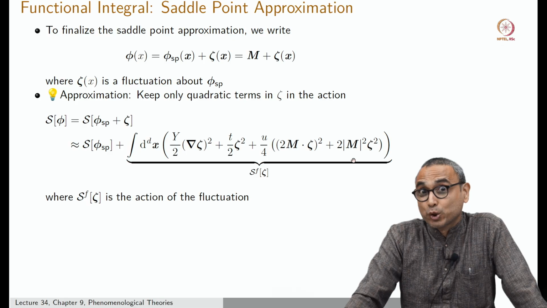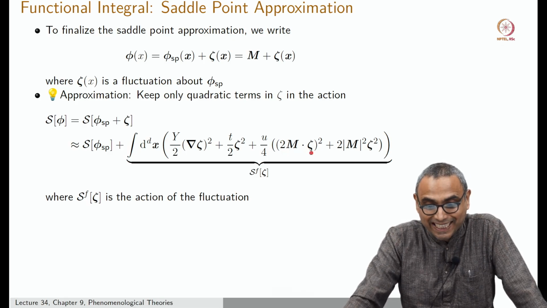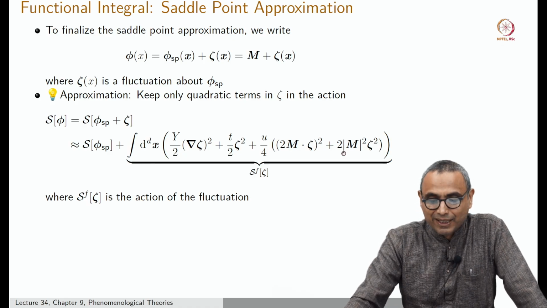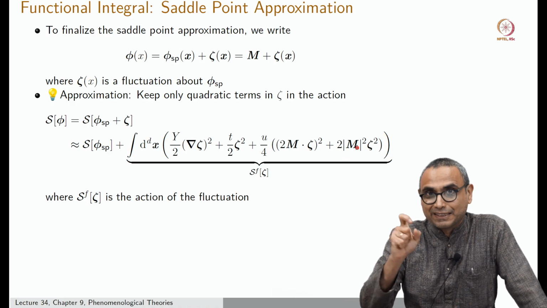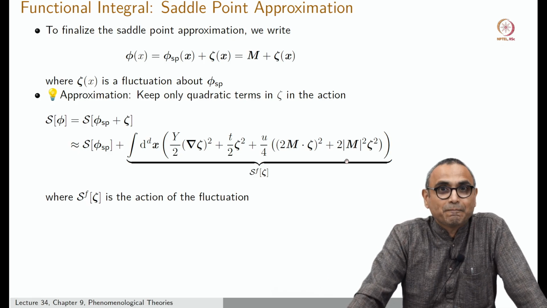Note, you will get two types of terms here. You get a term which is m dot zeta the square, where m is the saddle point result, and you will get a term with zeta square, so it's zeta dot zeta and m dot m, right? So the components of m and zeta don't talk to each other here. This is the result you will get.